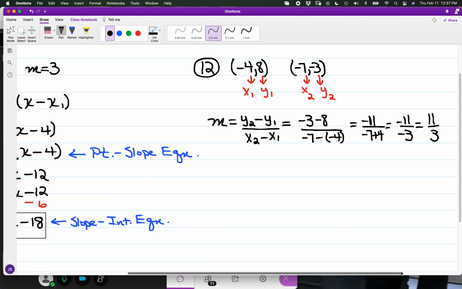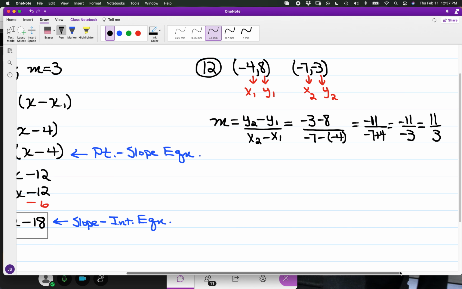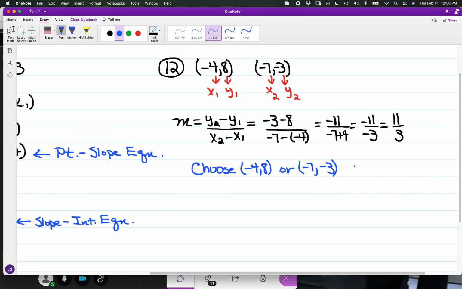Now that we have the slope, for the points you can choose either one to work with for the point-slope setup. In this case, you can choose (-4, 8) or (-7, -3), again for x1, y1 in the point-slope setup.